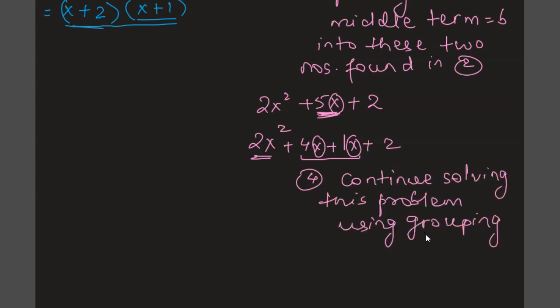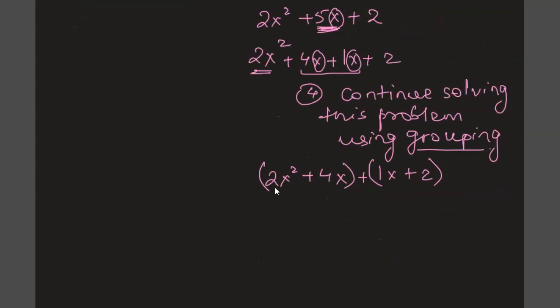Continue solving this problem using the grouping method. If you're unsure about how to do grouping, watch my previous video that can help you do grouping. So I'm going to do grouping on this now. My first step is to group the first two terms and the last two terms together. Then I take my common factor out of the first two terms, and that is 2x. I'm left with x plus 2 here.